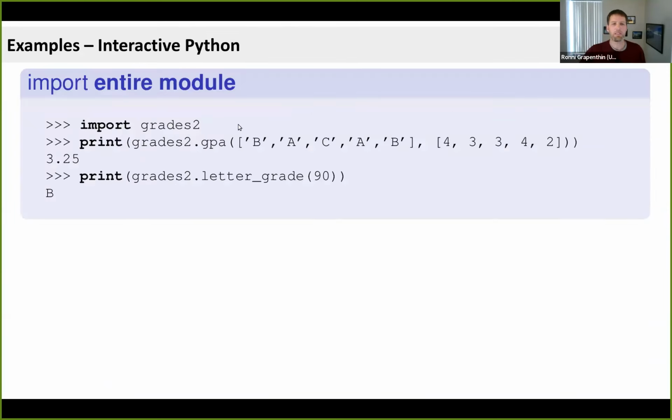So an example, import grades2, right? And then print grades2.GPA. Let's say you have one course that was 4 credits and you got a B, one that was 3 credits, you got an A, 3 credits and a C, 4 credits and an A, 2 credits and a B. And what is the GPA for this? And now you have a function that gives you a GPA of 3.25 for this. And you can also use, as previously, the grades2.letter_grade if you still want to get a letter grade.